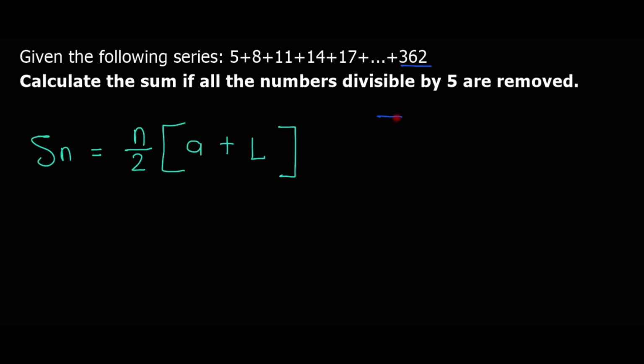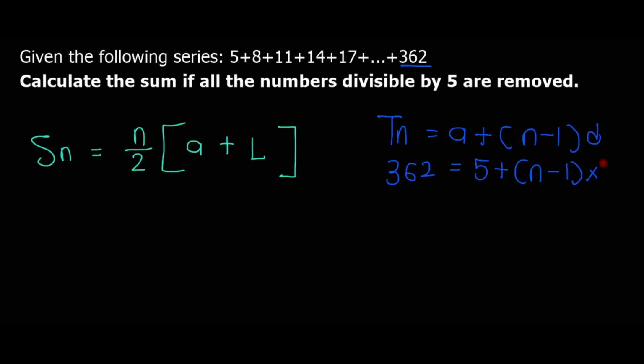So we can say, we know the last term, this is 362, and our first term is a, and our common difference is 3. So from there you can say 362 minus 5, and 362 minus 5 will give you 357.